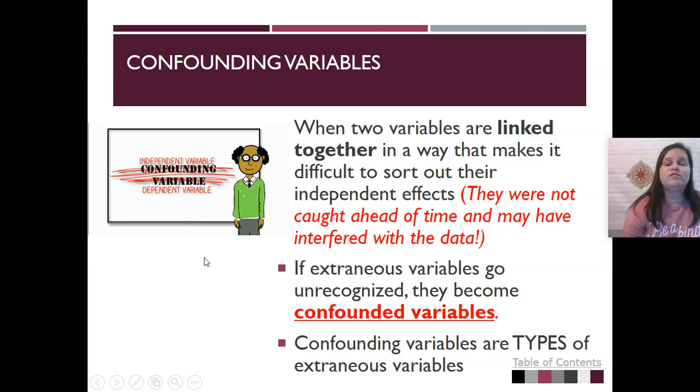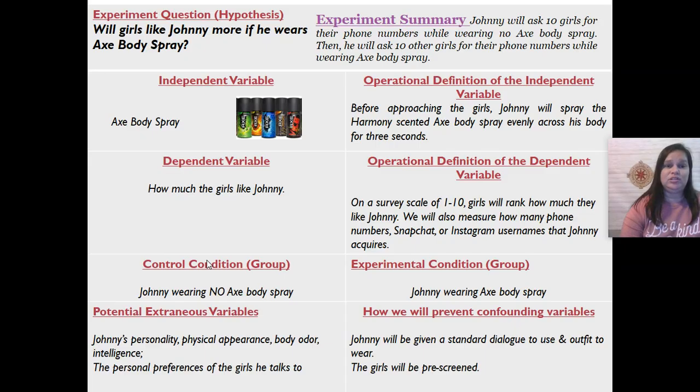So if an extraneous variable goes unrecognized, then it becomes a confounded variable. But confounding variables are a type of extraneous variable. So controlled variables and confounding variables are types of extraneous variables. So let's go back to our Axe body spray experiment. Johnny's going to ask these girls for their phone numbers, and we want to know if it's the Axe body spray that is influencing their decision.